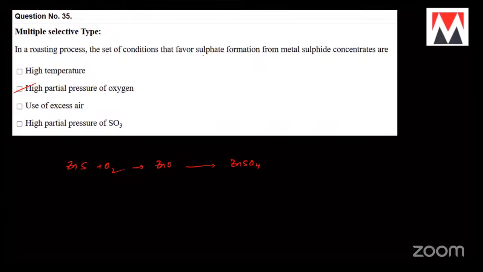So for ZnSO4 formation, because he's asking only sulfate formation from metal sulfide, you want it directly. So partial pressure of SO3 is required and O2 is also required. So this step is eliminated. Directly you are getting ZnSO4. Means what? SO2 is being converted into SO3, and ZnS is being converted into ZnO. These two are being taken care of. So high partial pressure of oxygen and high SO3 pressure.